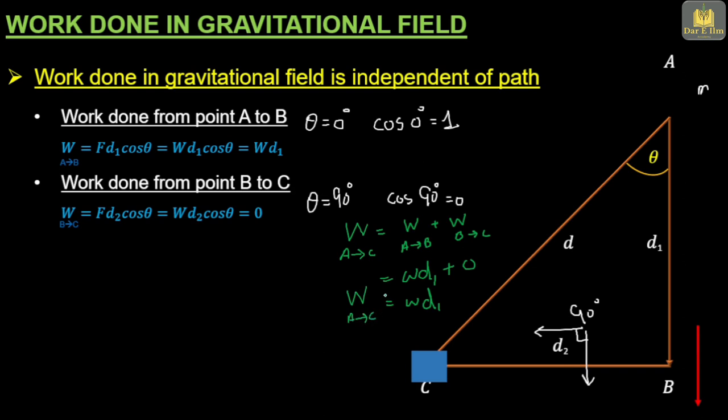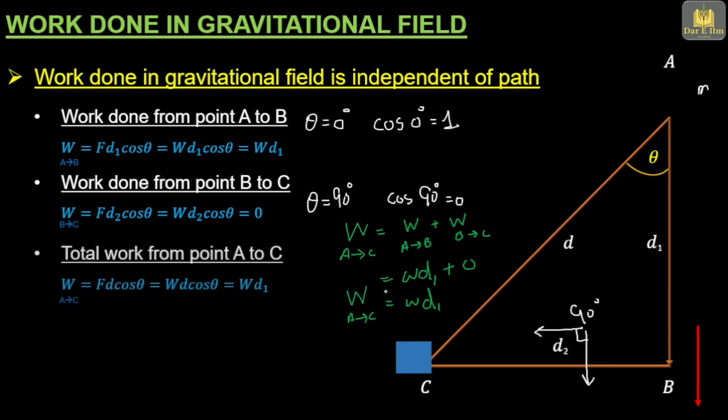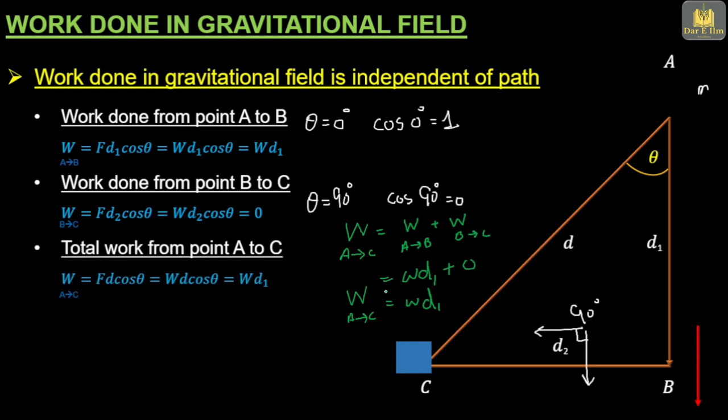Now let's move the object directly from A to C. You can see that now the direction of displacement is at some angle theta, but the direction of weight is vertically downward. So the work done due to this path, W A to C, is equal to F D cos theta, and the answer we will get is W D1.